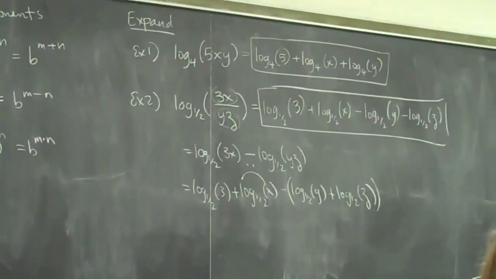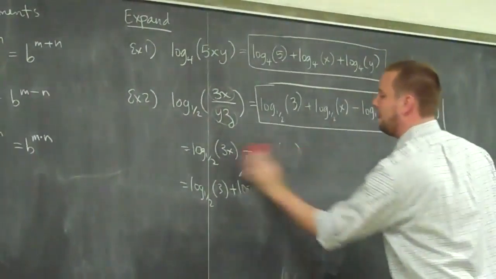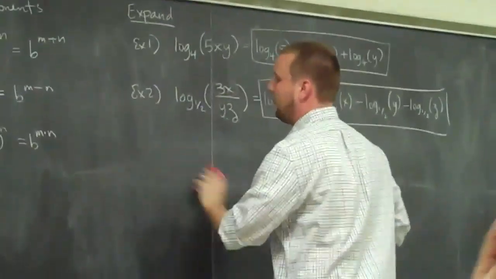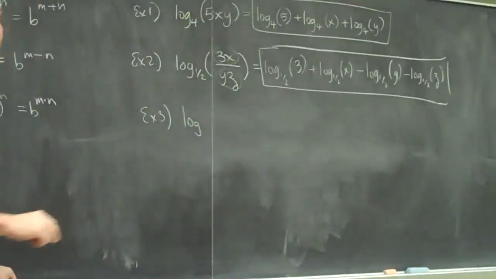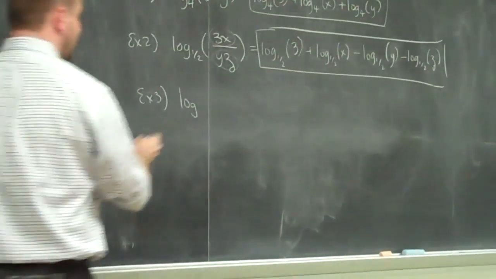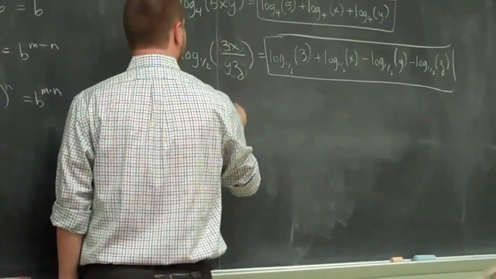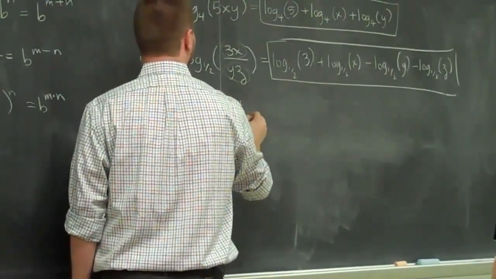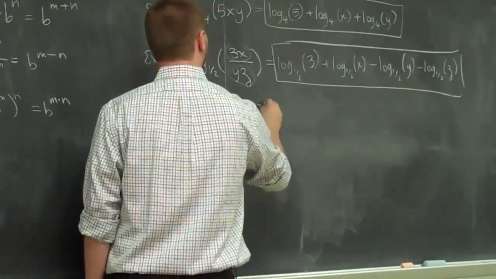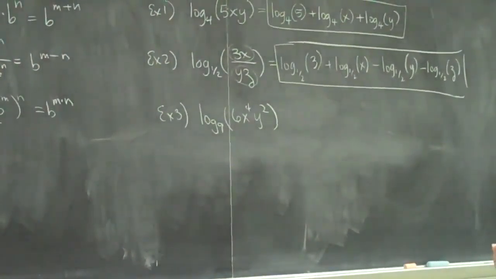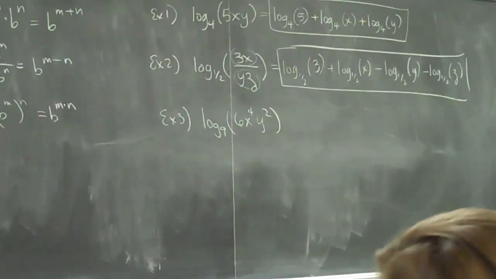Okay, so let's throw some exponents in there. So let's do the log base, Jacob, what's your favorite number? 9, perfect. The log base 9 of 6x to the 4th, y squared. Okay. Everyone sees the exponents, right?